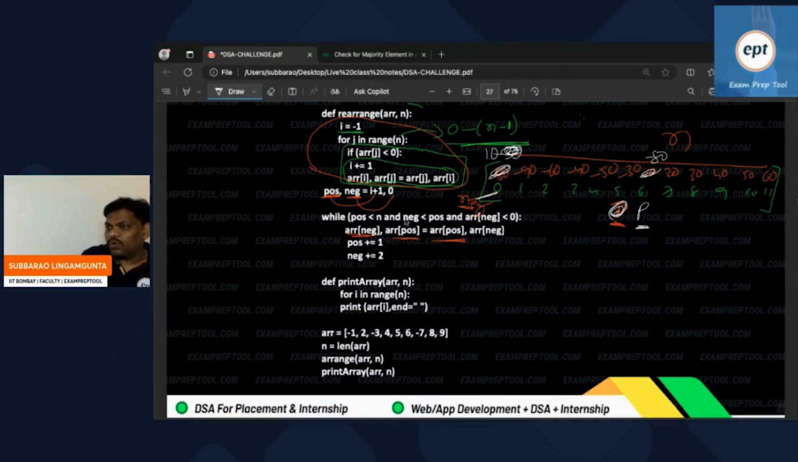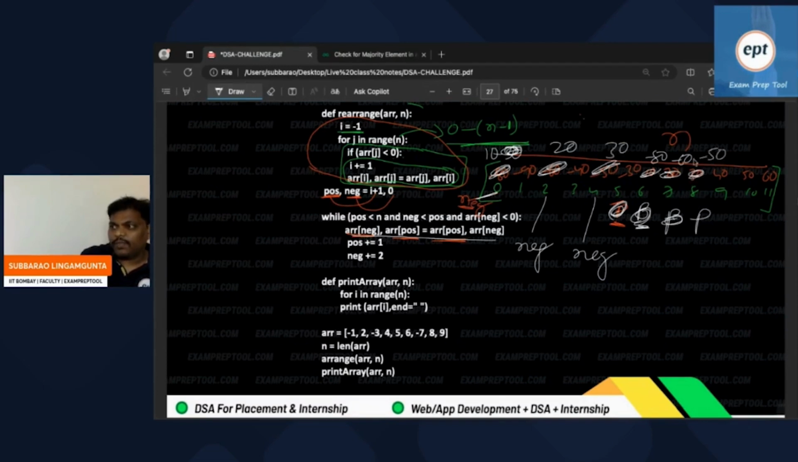After swapping is over, see this one. This is called swap code in Python. After swapping is over, remember, positive will increment by 1, negative will increment by 2. Afterwards, again swap. So it is going to be 20, and I think minus 60. Again the same story: negative will increment by 2, positive will increment by 1. Swap it. It is 30, and it is minus 50. As usual, negative increment by 2, positive increment by 1.